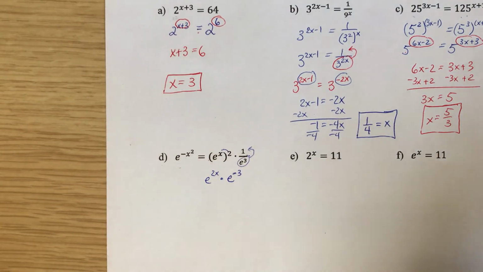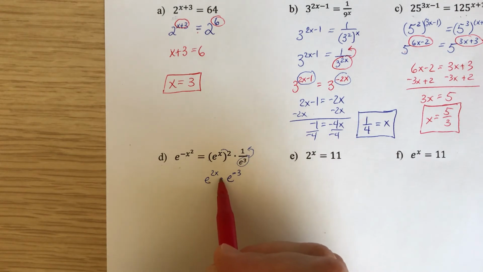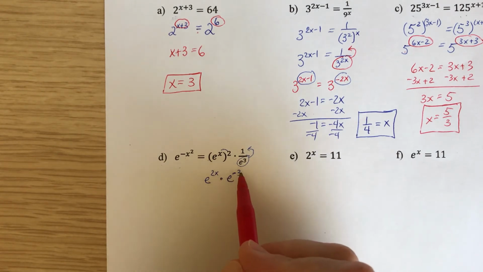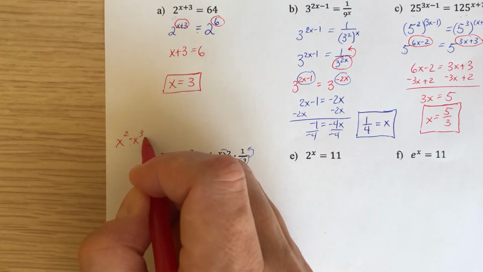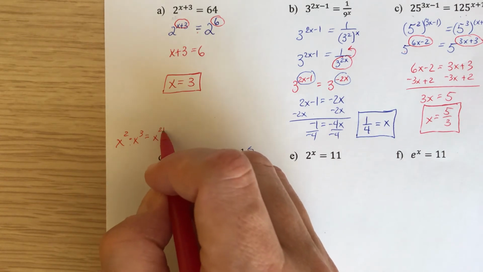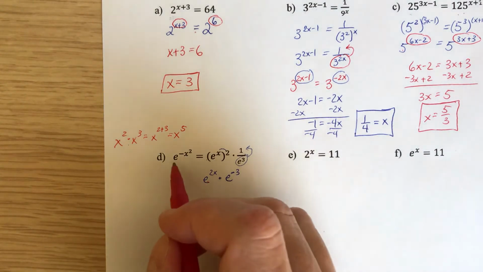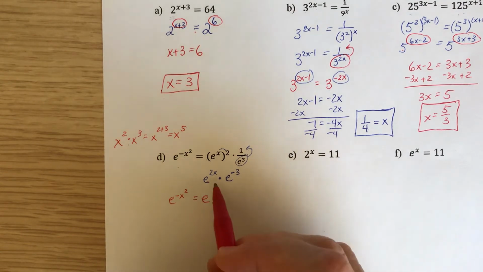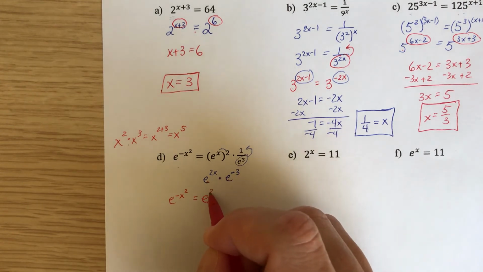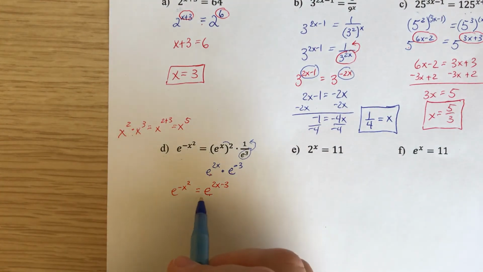Now, this gives us another situation, a different rule with exponents. When you have the same base and you multiply the expressions, we add the exponents. So if I have x to the second times x to the third, the rule is we add the 2 and the 3 and we get x to the fifth. Okay, so that's what I'm going to do here. Now, we have e to the negative x squared equals, I keep the base, so the base is e, but I add these, but 2x plus negative 3 is the same as 2x minus 3. So now we have a common base.